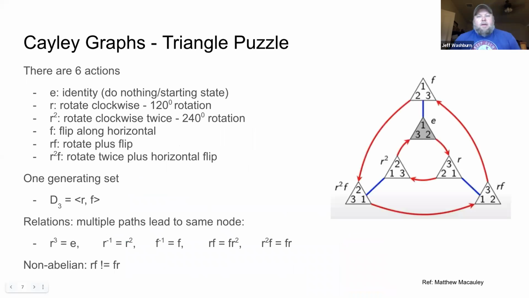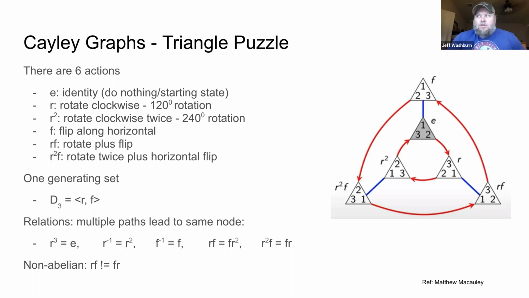What this represents, getting into it, is, let's use a triangle, for example. There are 6 actions that we can take. Our starting point, the darker gray one, E, is the identity. This is the do-nothing state.